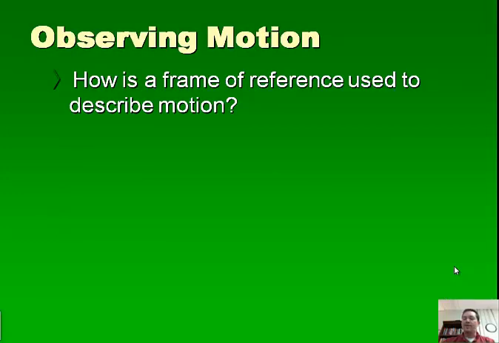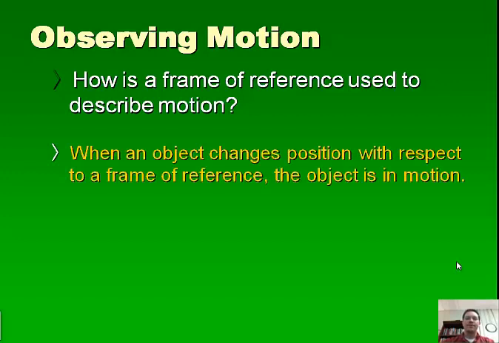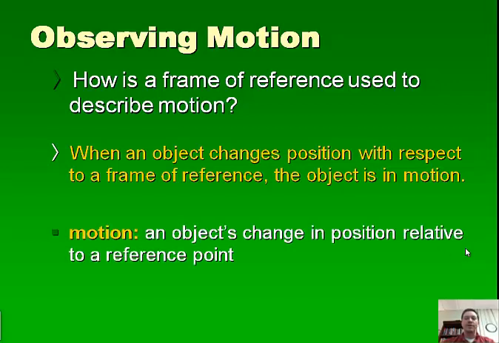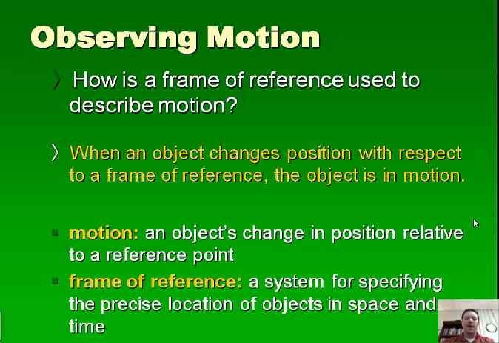So to start looking at the first question, when an object changes position with respect to a frame of reference, the object is in motion. So motion is defined as an object's change in position relative to a reference point. And we define frame of reference as a system for specifying the precise location of an object in space and time.